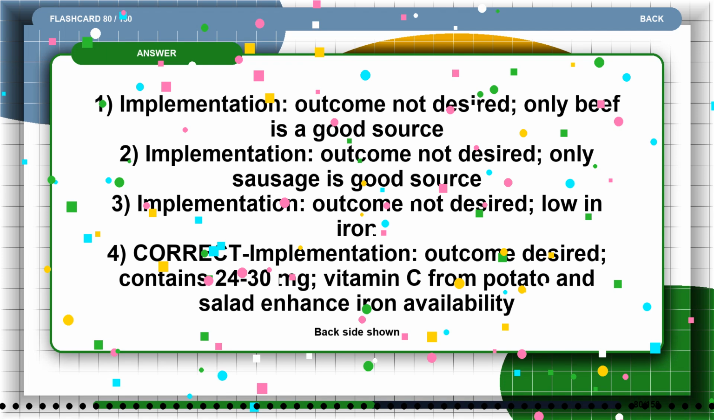The answer is 1. Implementation, outcome not desired. Only beef is a good source. 2. Implementation, outcome not desired. Only sausage is a good source. 3. Implementation, outcome not desired. Low in iron. 4. Correct implementation, outcome desired. Contains 24-30 mg. Vitamin C from potato and salad enhance iron availability.